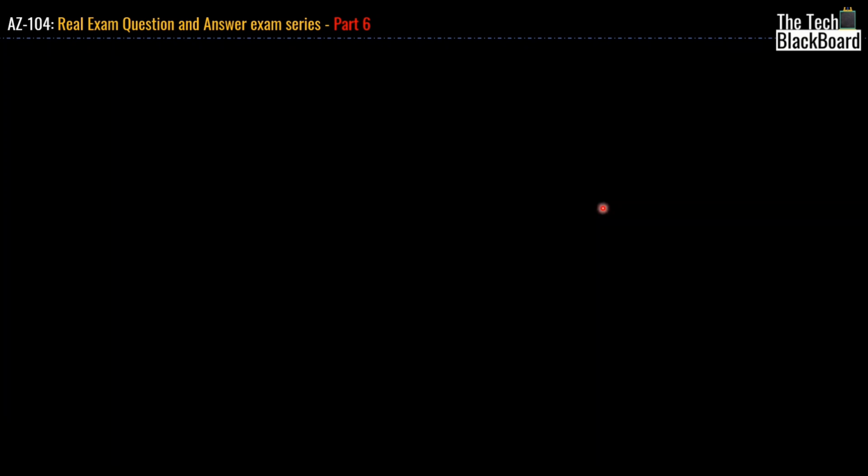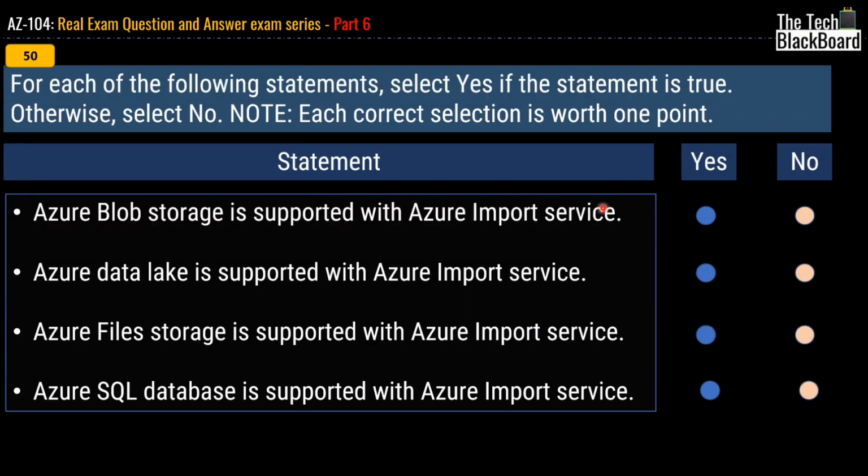Now let's move to question number 50, which is a yes/no kind of question. So for all the statements here, you have to choose yes or no. Now all these statements are related to the Azure Import service. You can see all these four statements are related to Azure Import service. So let me first take you to the Microsoft documentation from where I will gather the answer for all these statements.